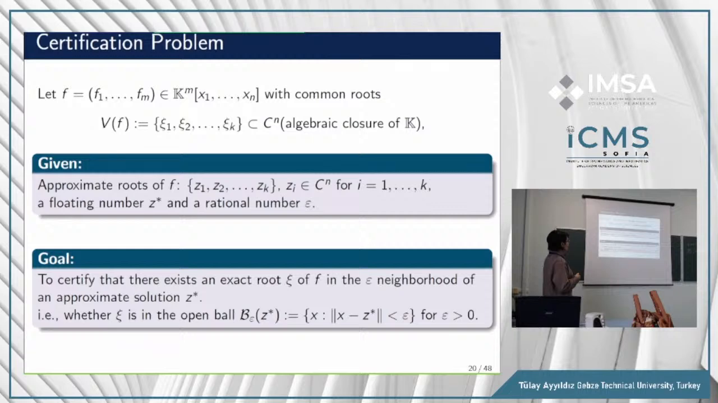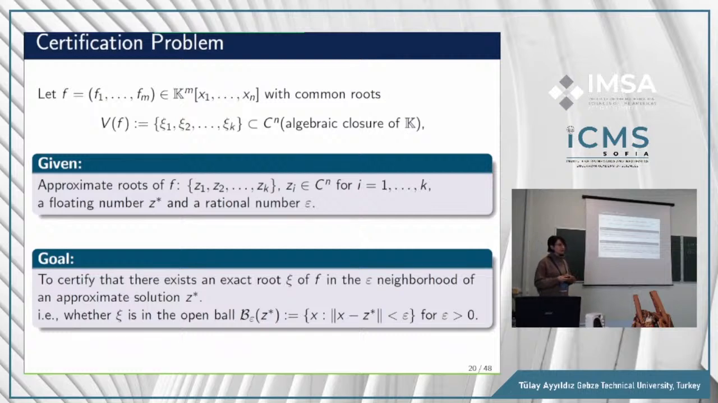And also we are given a rational number epsilon. This is the precision; it decides the size of the area we are interested in. And the goal is to certify that there exists an exact root psi of f in the epsilon neighborhood of a given approximate solution z star. So we are just looking at this open ball, and we want to certify that this ball has an exact root.